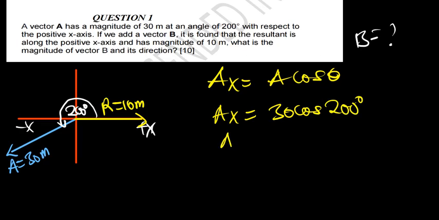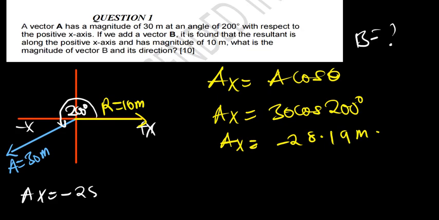So what is my Ax? I'll get my calculator. I'll say 30 cos 200. Okay, so I'm getting negative 28.19, negative 28.19 meters. Since I don't have enough space here, allow me to put this Ax here, negative 28.19. That is my x component of vector A.